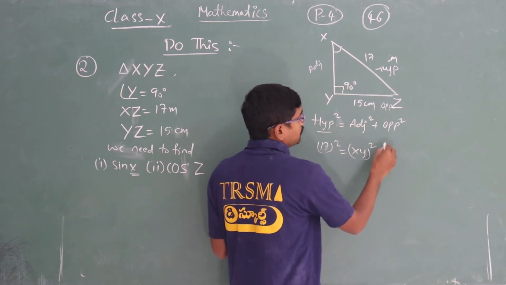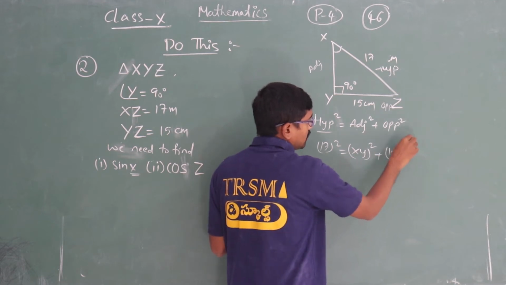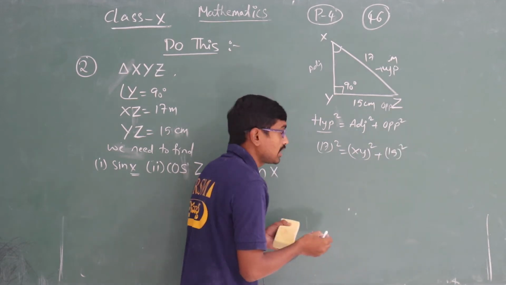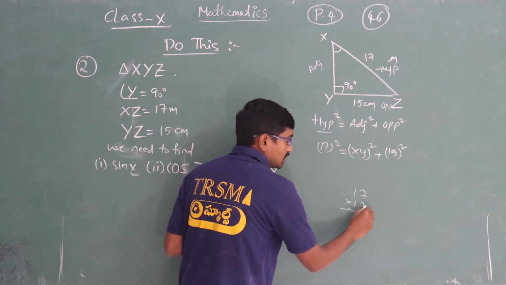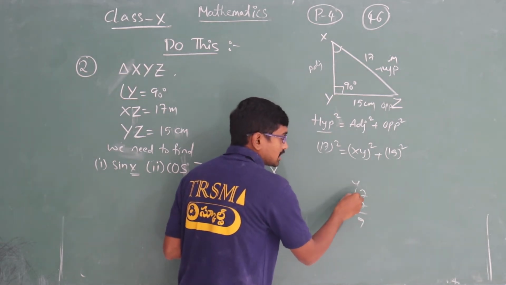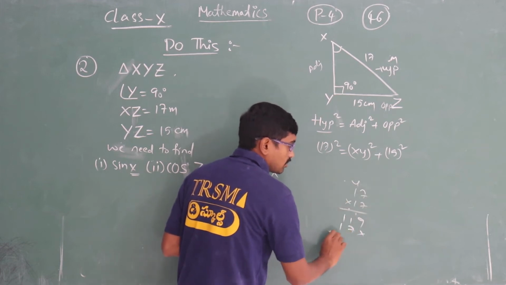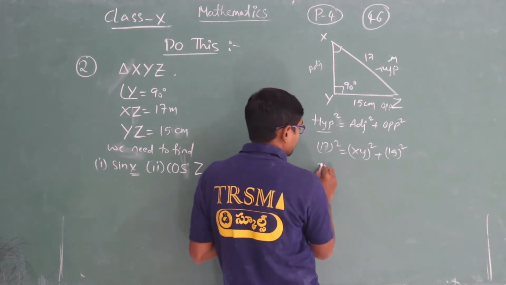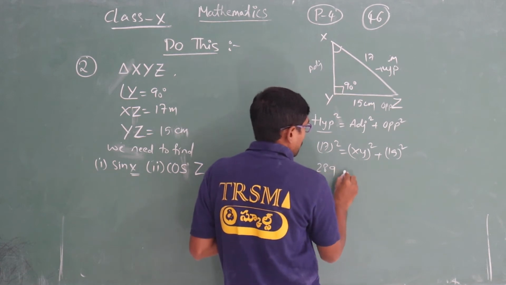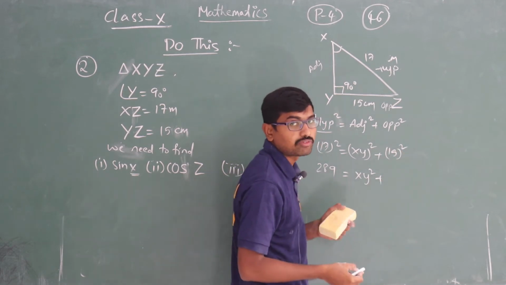Plus opposite, how much is the opposite side here? 15 whole square. Okay, 17 square we already have. How much? See here, 17 into 17: 7 7s are 49, 7 1s are 7, 8, 9, 10, 11, 1 7s are 7, 1 1s are 1, 9, 8, 2, so we have got 289 here. So 289 is equal to xy square plus 15 into 15, which is 225.